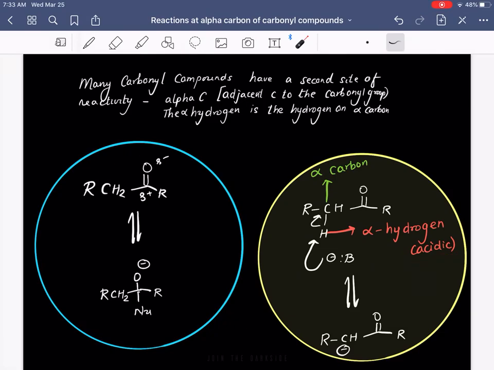Meaning that if there is a base present in the solution, it's going to abstract this hydrogen and these electrons will go to the carbon, forming a carbanion. This carbanion, which has an adjacent carbonyl group, has a special name, which is called an enolate.